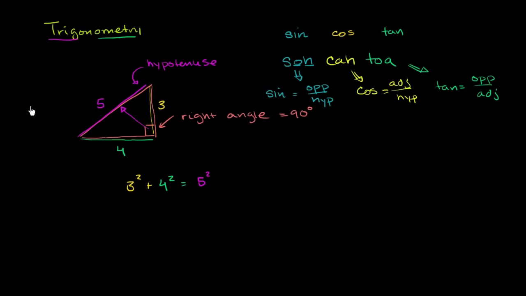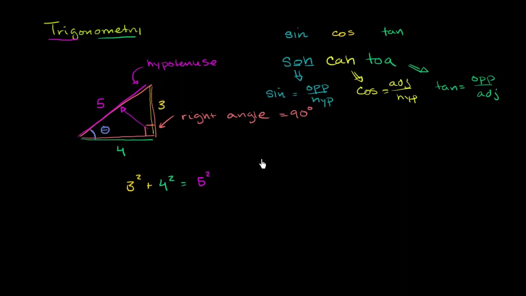Well, let's take an angle here. Let's say this angle right over here is theta, between the side of length 4 and the side of length 5. So let's figure out what the sine of theta, the cosine of theta, and the tangent of theta are.